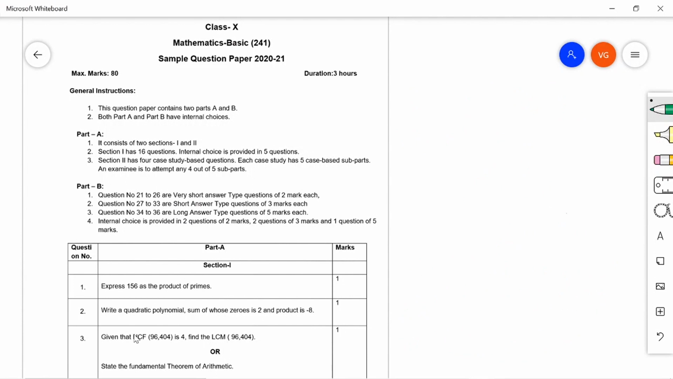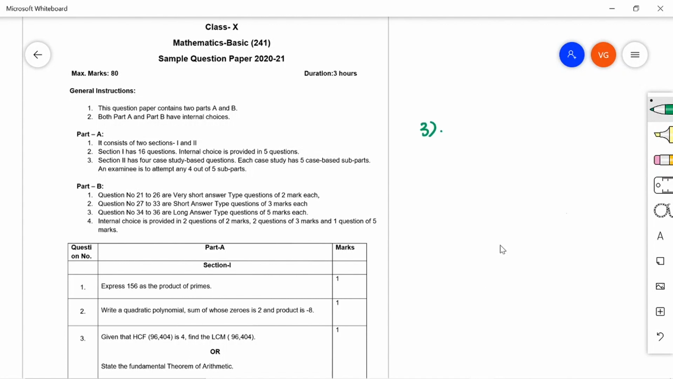Coming to the third question, you have an internal choice here. So either you can solve this first question or the part 2 here. Given the HCF is 4, and two numbers 96 and 404, we have to find the LCM of those two numbers, or write the theory question. You are asked for writing the fundamental theorem of arithmetic. So let us see how to solve this third question.